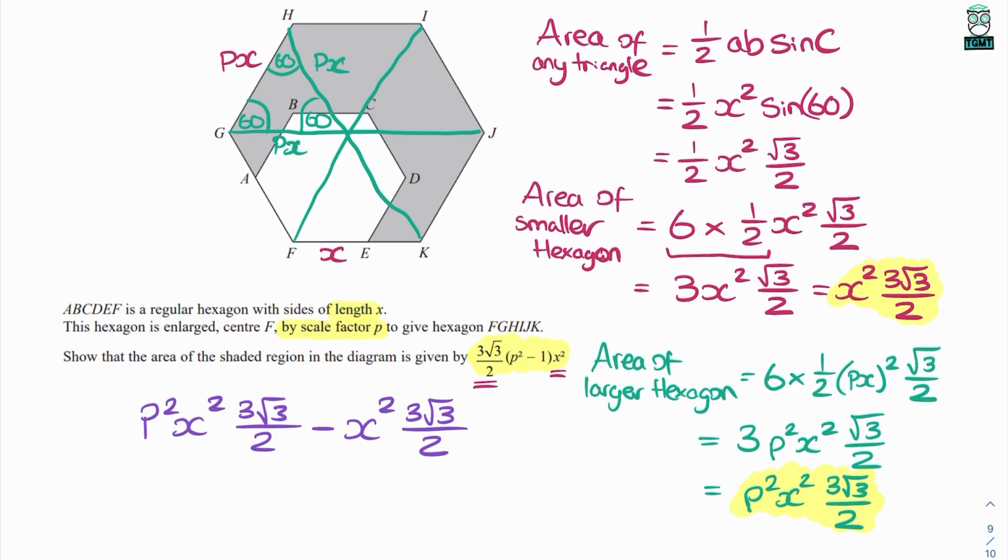But in this question, they've wanted you to write it in a particular way. They've introduced some brackets, or in other words, they've actually factorised the answer. So if we look, what is in both of these things? Well, they both have an x squared, and they both have a 3 root 3 over 2. So we can factorise out x squared and the 3 root 3 over 2. And if we do that, we get x squared 3 root 3 over 2. And if we open our brackets, what do we have left in the first part? Well, we've got a p squared. So in our bracket, that'd be p squared. There's a minus in the middle, so keep that the same. And what do we have left in the second part? Well, that's exactly what the second part is, so we'd have to multiply that by 1.